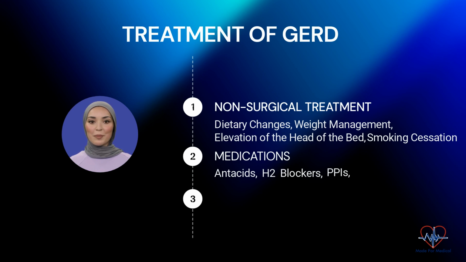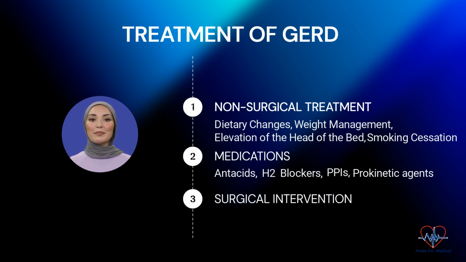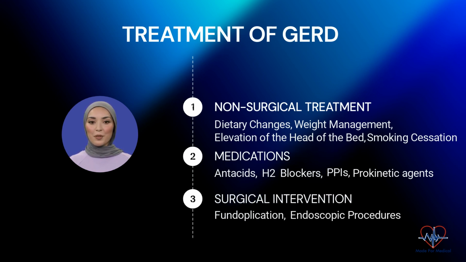Proton pump inhibitors, PPIs. These medications, such as omeprazole or esomeprazole, are highly effective in reducing acid production. They are typically prescribed for patients with moderate to severe GERD or those with complications like erosive esophagitis or Barrett's esophagus. PPIs are available in both over-the-counter and prescription strengths. Prokinetic agents. In certain cases, prokinetic medications like metoclopramide or domperidone may be prescribed to improve esophageal motility and reduce reflux.